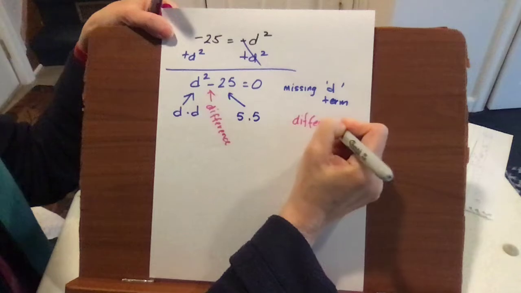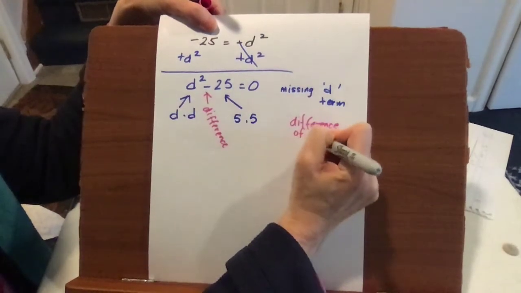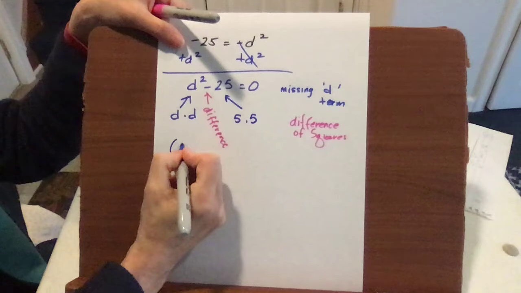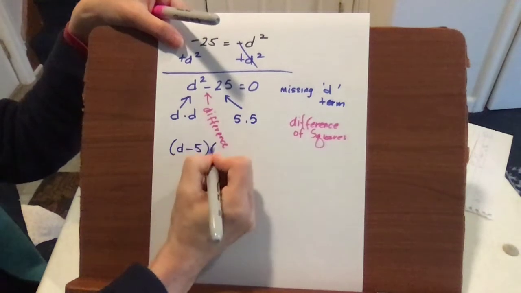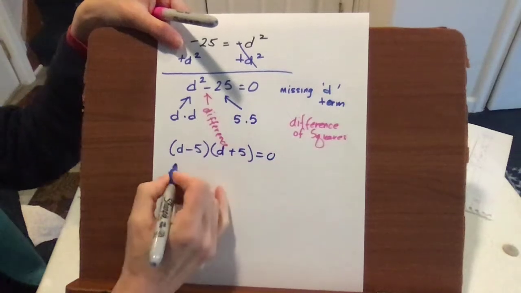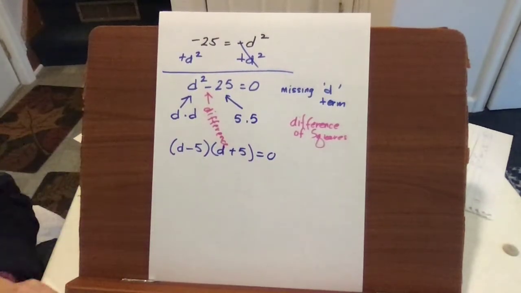Now we learned how to do this in factoring when it was not an equation. So we could easily now just do this: d minus 5 and d plus 5. Different signs, difference of squares. Okay? An alternative is, okay, this is a big OR.